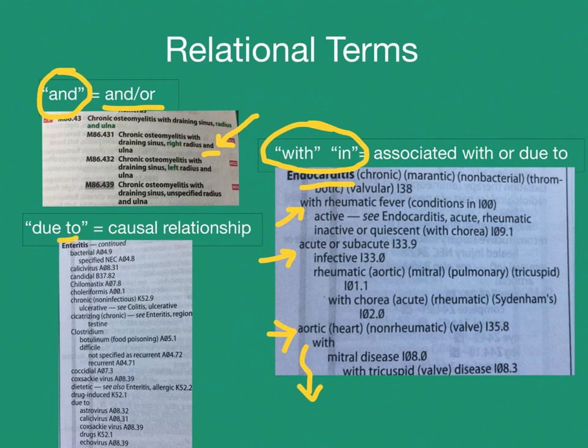And then the relational term due to just shows a causal relationship. So for example, code A08.32 just means that the enteritis is due to or caused by the astrovirus.